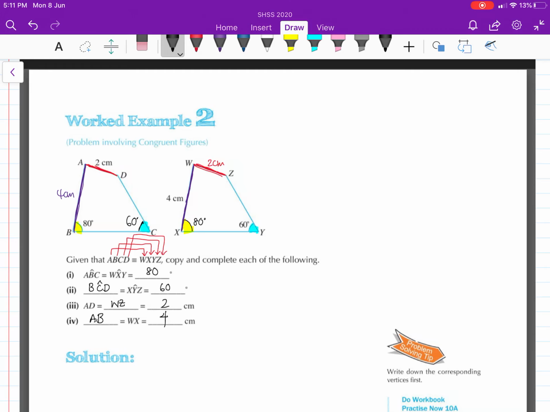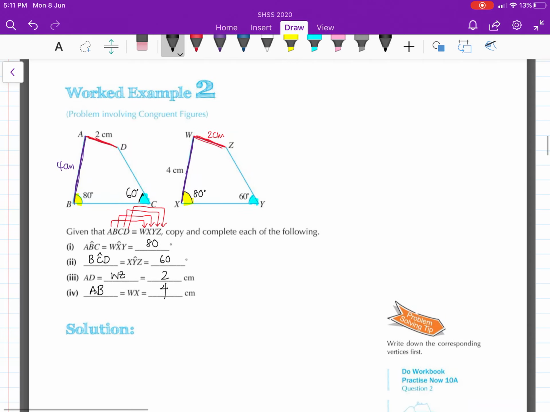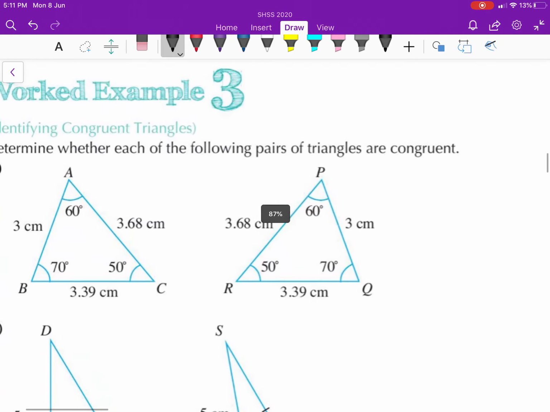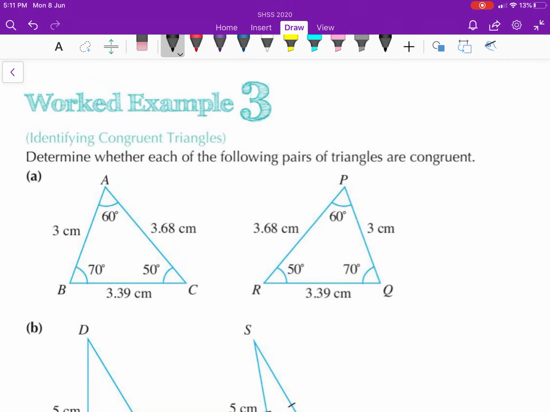But of course, I will not give you exactly like this. I might turn the figure or flip the figure or rotate the figure or reflect the figure. So I might change the figure a little bit. Work example 3. Like for example, work example 3. Determine whether each of the following pairs of triangles are congruent.